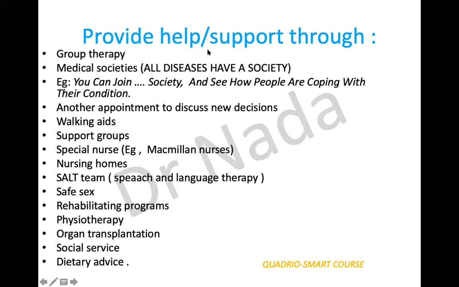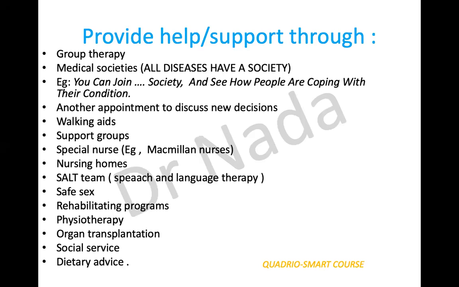After that, the SALT team is also another way of helping the patients, okay? The SALT team, which is the speech and language therapy, is provided along with the occupational therapist. They will provide speech and language therapy for patients with Parkinson's disease, difficulty swallowing, difficulty speaking, and patients with multiple sclerosis, okay? For example, safe sex advice is also one means of providing help for patients who have an STD, for example, HIV scenarios.